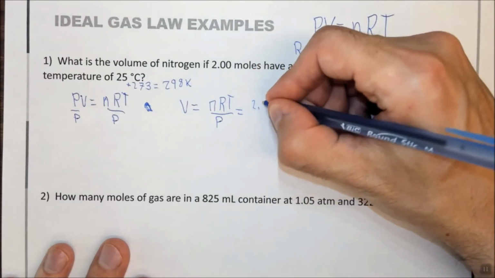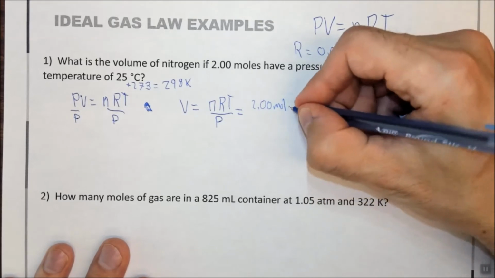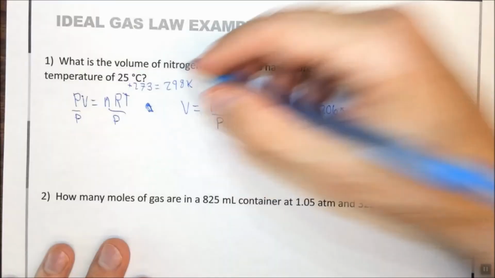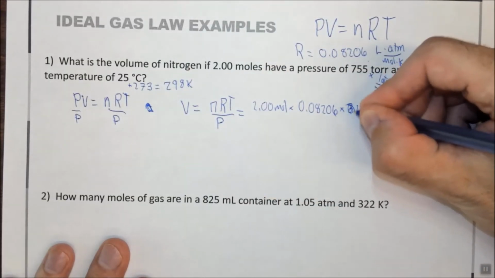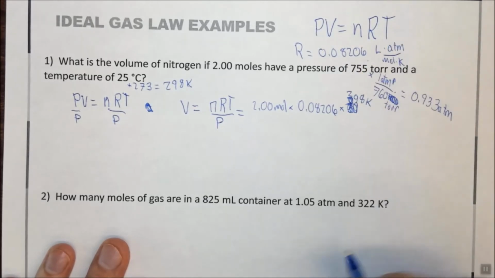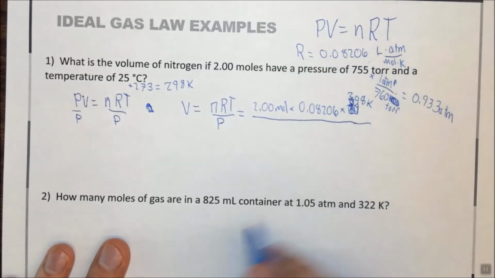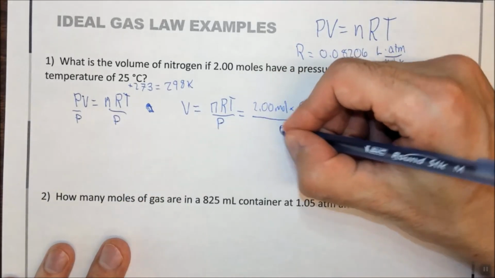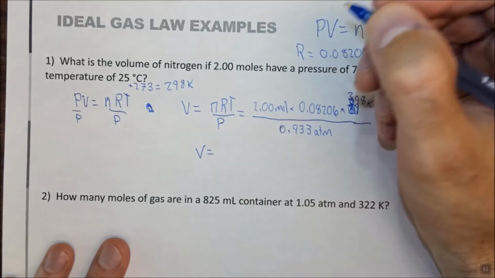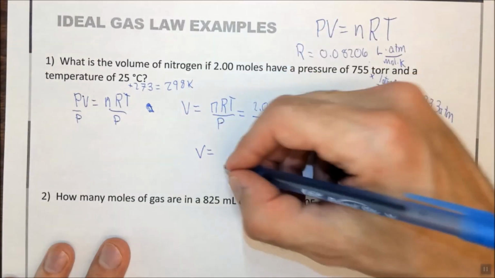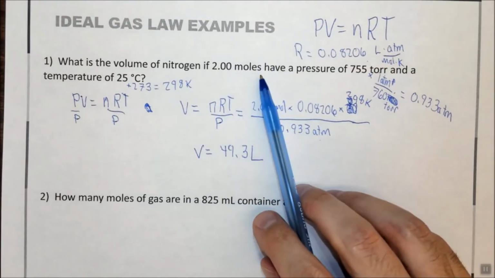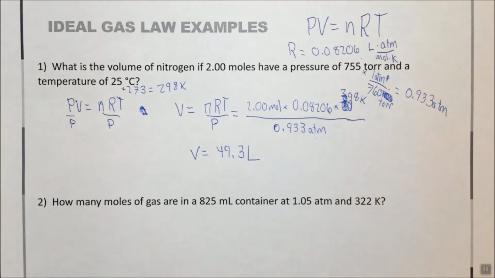So now we can plug in our 2.00 moles, our R, 0.08206, I'm not going to write the units every time, and the temperature in Kelvin, that's 298 K. Then we divide by the pressure in atmospheres, which is 0.933 atmospheres. When we do that, we find that the volume in liters is 49.3 liters. So when we're using the ideal gas law, we do need to remember to change our units.